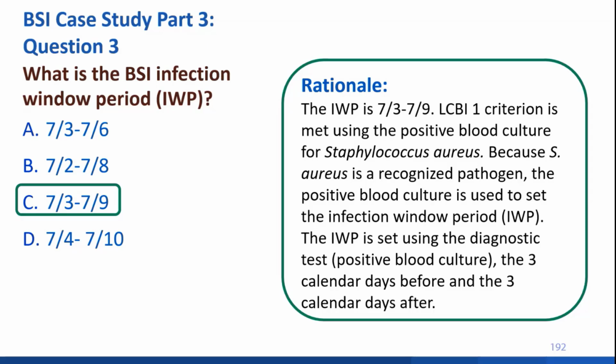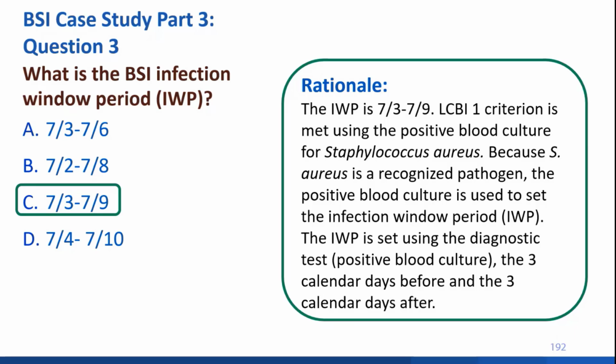LCBI 1 criterion we know is met with the positive blood culture for Staphylococcus aureus. Because Staph aureus is a recognized pathogen, the positive blood culture is used to set the infection window period. The IWP is set using the diagnostic test, in this case, the positive blood culture, the 3 calendar days before and the 3 calendar days after.